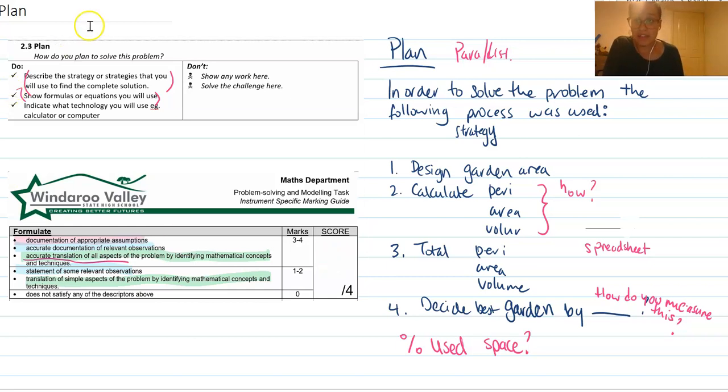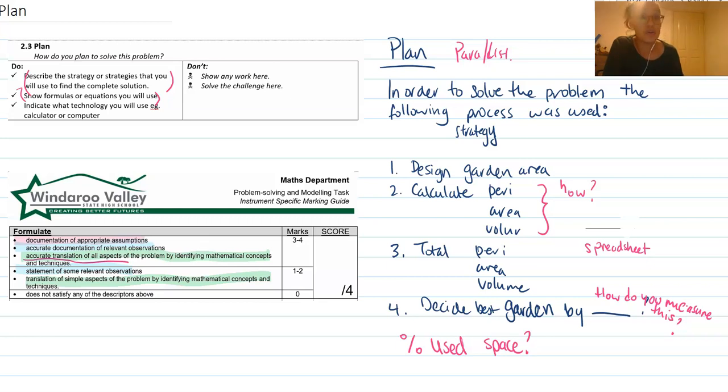Okay, so that is your plan. Make sure that you are explaining the significance of what you're doing. I'm going to calculate area and volume by doing this, and this is important so that we can find the total area, volume, and so forth. I hope that helps, and we'll have a look at the solution part of your assignment.